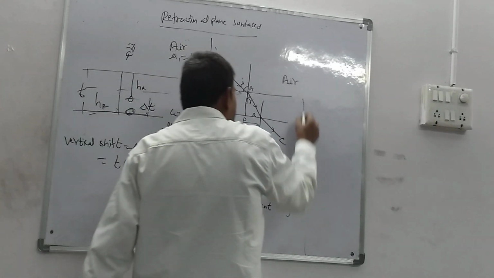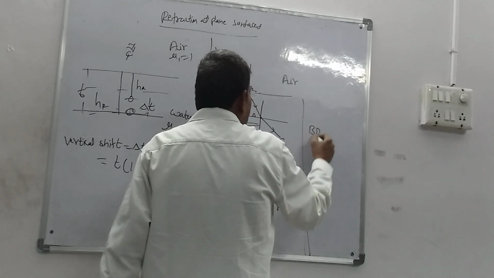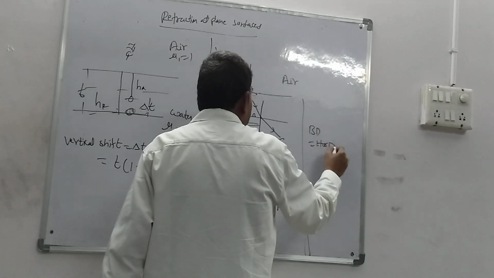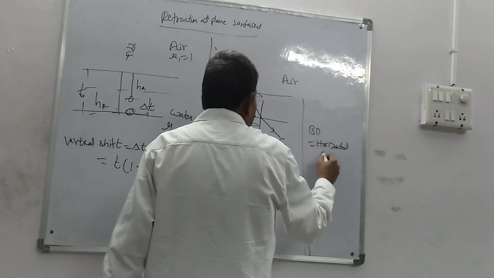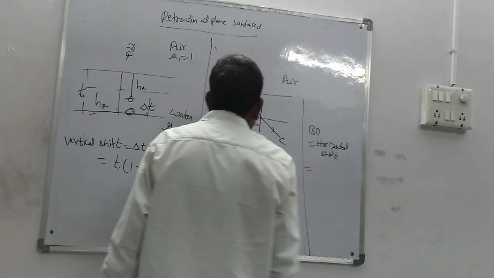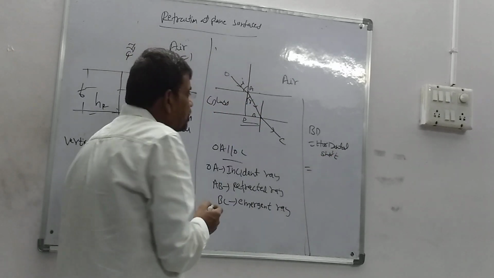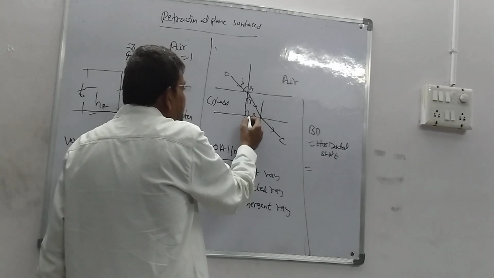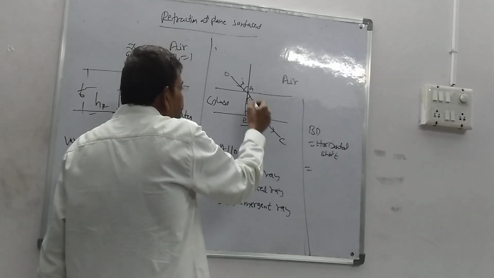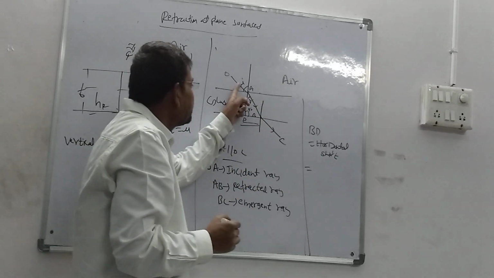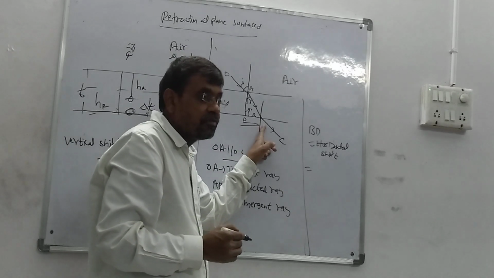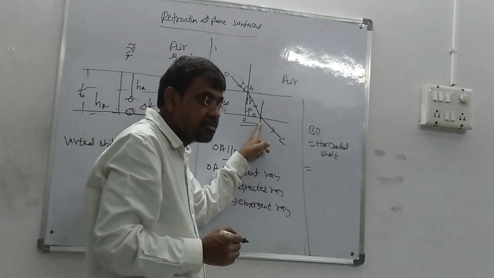So how are we finding this? BD is called horizontal shift. So how are we finding BD? This angle we know, R. So you apply sine here, this is 90 degrees. So what is this AB? AB is the travel distance. Which travel? Light's travel distance.